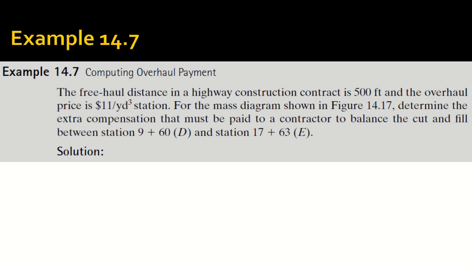So in this project, the same diagram which we have seen, the contractor has agreed to a free haul distance of 500 feet, 5 stations. 500 feet is 5 stations. And after that, for every extra cubic yard of material transferred for every station, he will charge $11. So $11 for every cubic yard transferred for one station. Okay, per cubic yard per station.